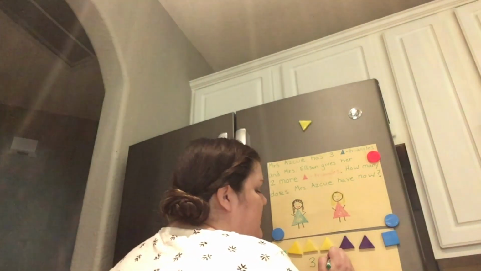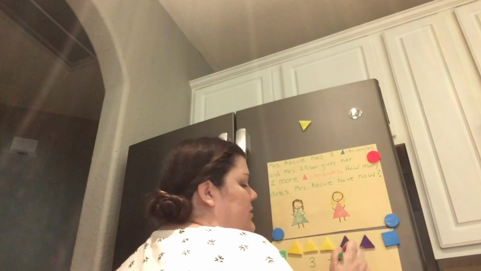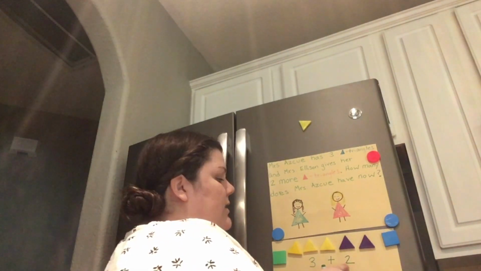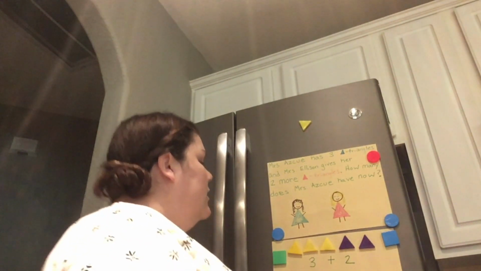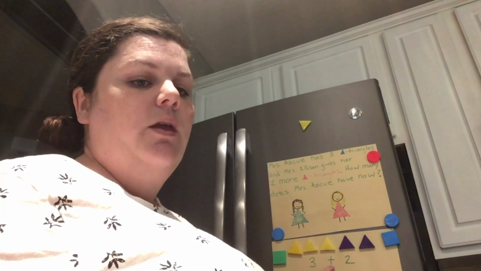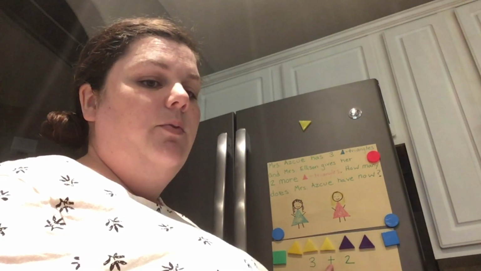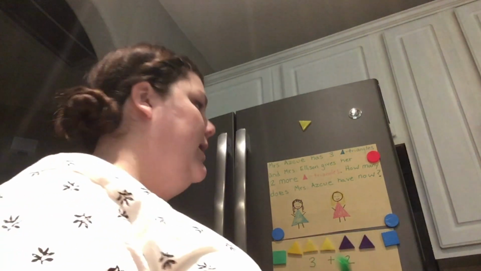And Mrs. Ellison gave me 2. So I had 3. Mrs. Ellison gave me 2. And we're going to add them together. This is a plus sign. When I add things together, I put this in the middle to show me that I'm adding.